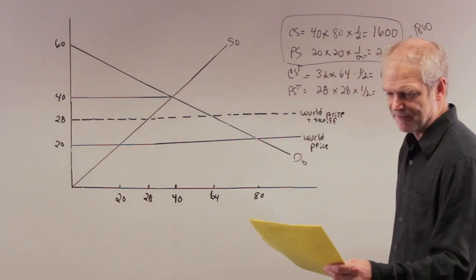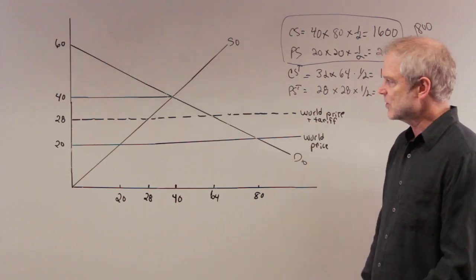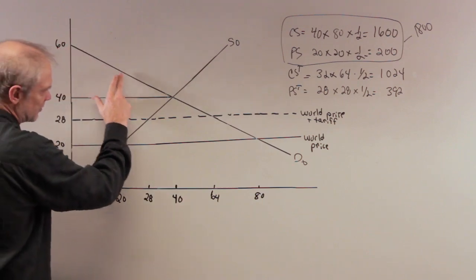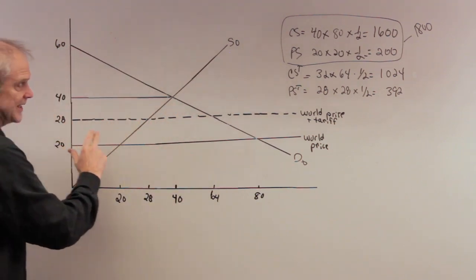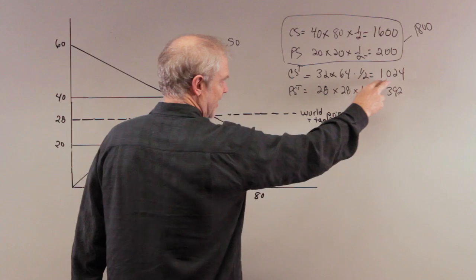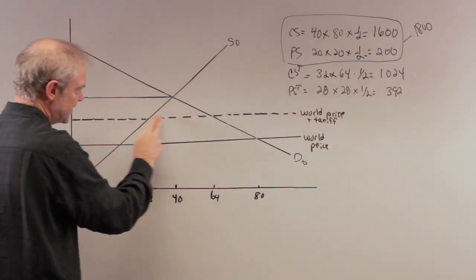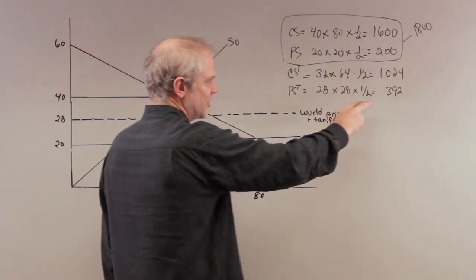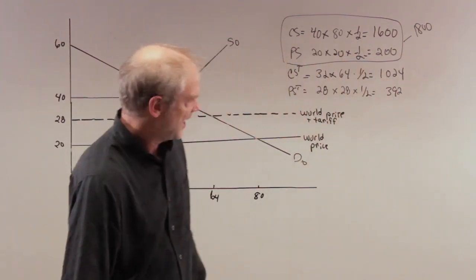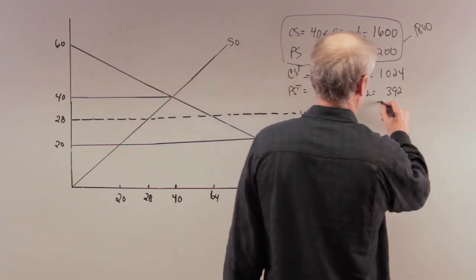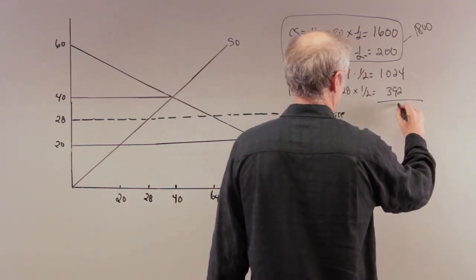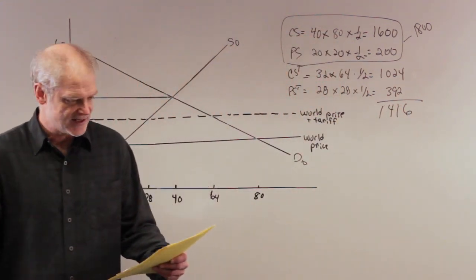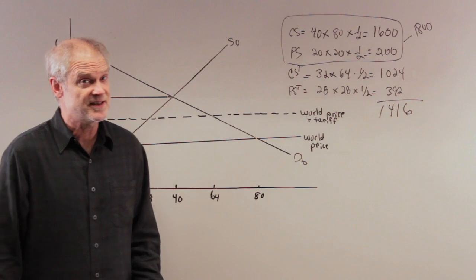So let's go to number 5. It says, with trade and a tariff, total surplus is. Well, with trade and a tariff, the consumer surplus is this triangle right here, which we did. There's the consumer surplus with the tariff. Producer surplus is this right here, which we did. So we just have to add these two together, and we're going to get 1,416 as our total surplus, and there it is, answer B.